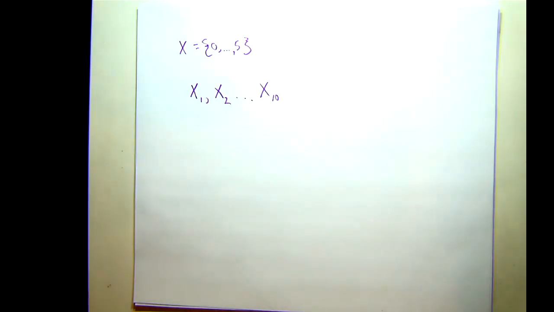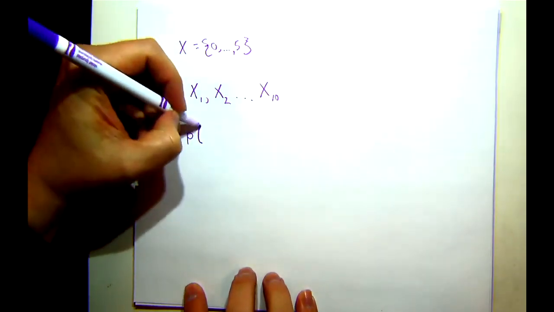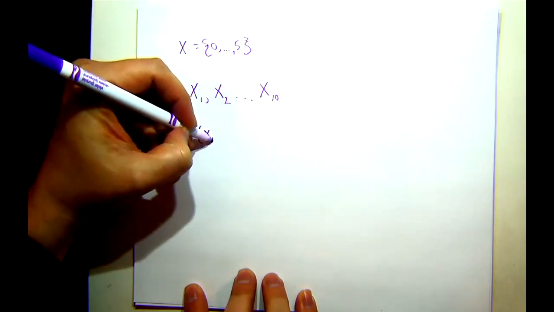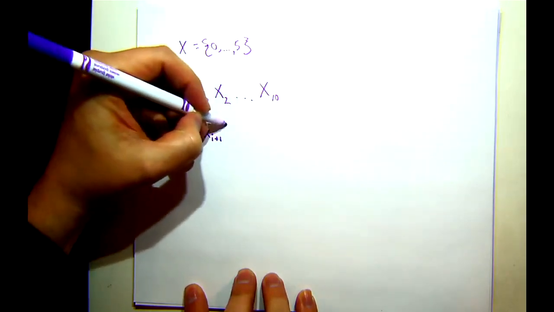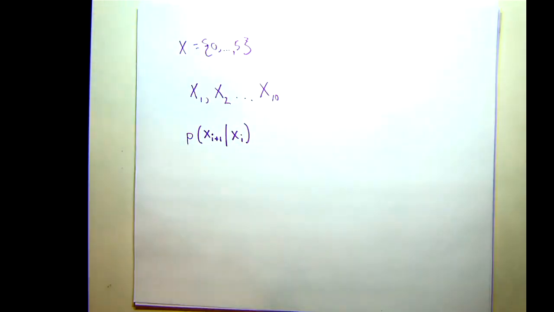Now, the thing about a Markov chain is that to find the probability of the chain, you only ever look back one step. So in order for it to be a Markov chain, the x at time i plus 1 is only dependent on the x at time i. So you only ever look back a single step.